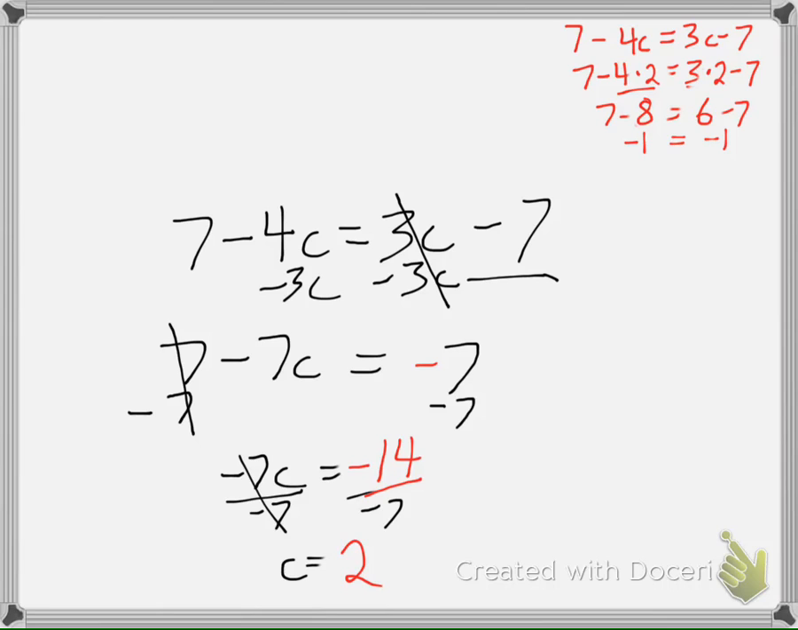So, let's see. Let's look at number 3. All right, so this one here. There it is. All right. So let's say I have 7y plus 25 equals 2y.